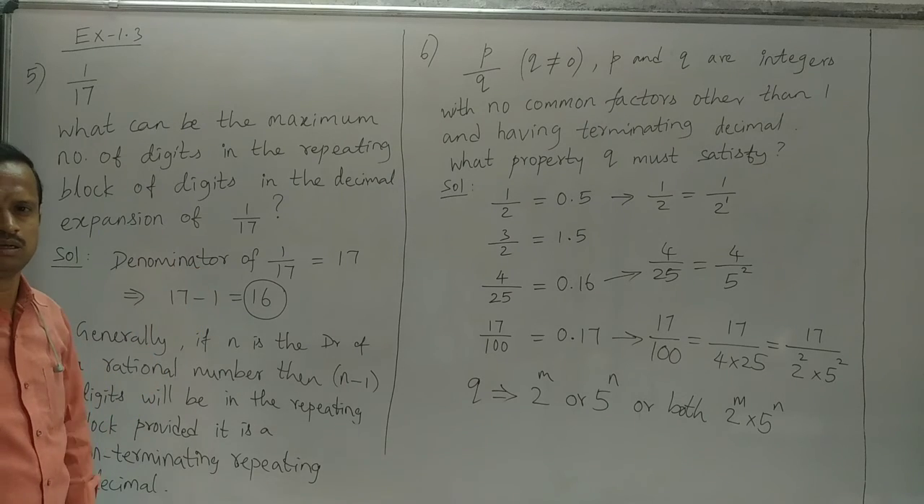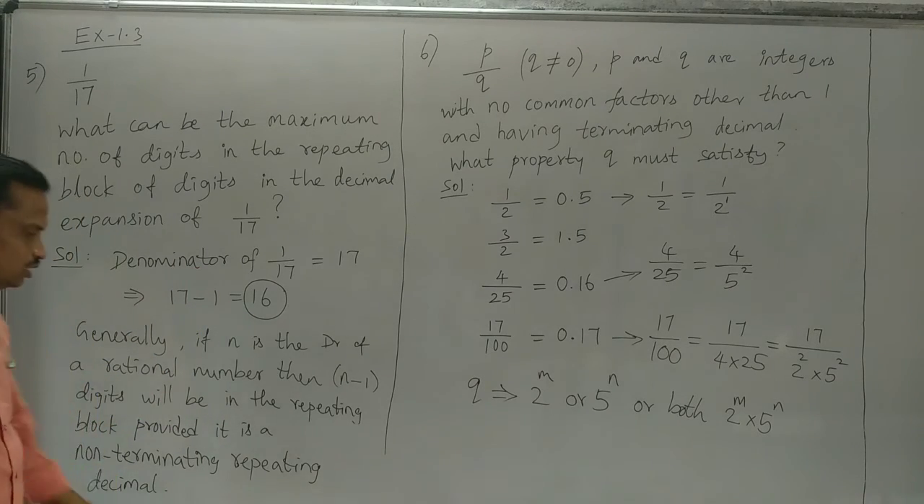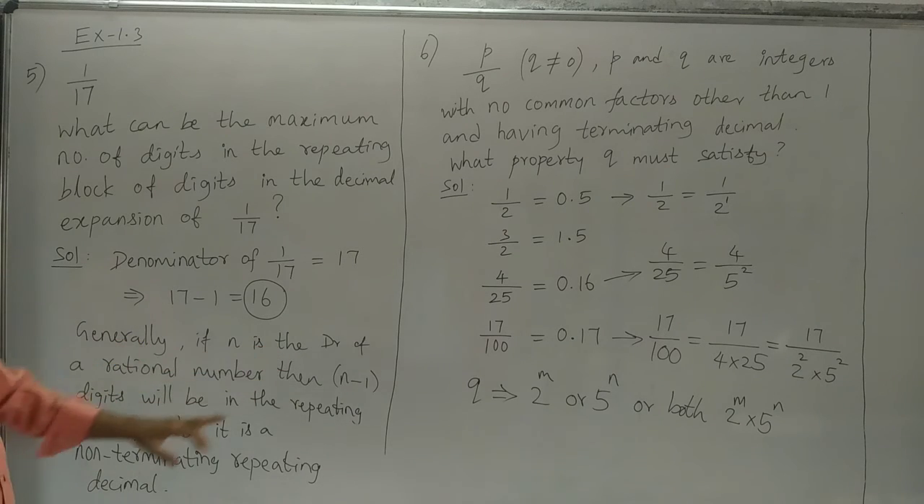So by this way we can find the answer. And generally, if n is the denominator of a given rational number, then n minus 1 digits will be in the repeating block, provided that it is a non-terminating repeating decimal. So this is the general rule. For any rational number, you take the denominator less 1. For example, if the denominator is 18, then we can say 17. Like that here 17, so 16. So 1 less than the denominator is the number of digits in the repeating block.